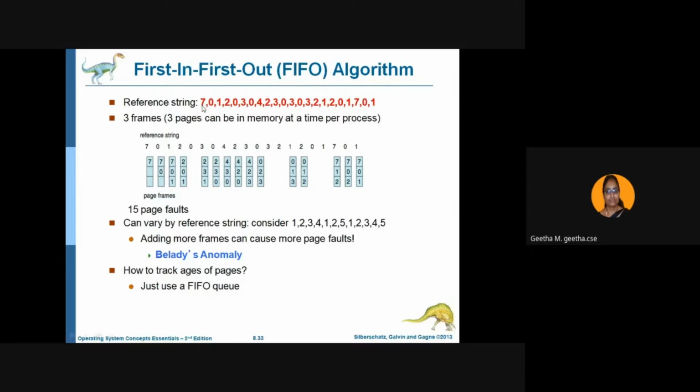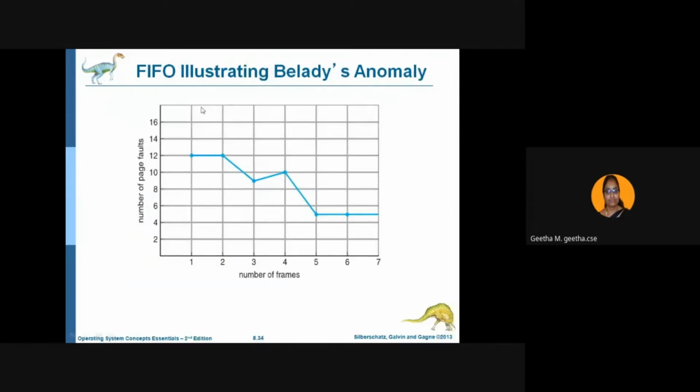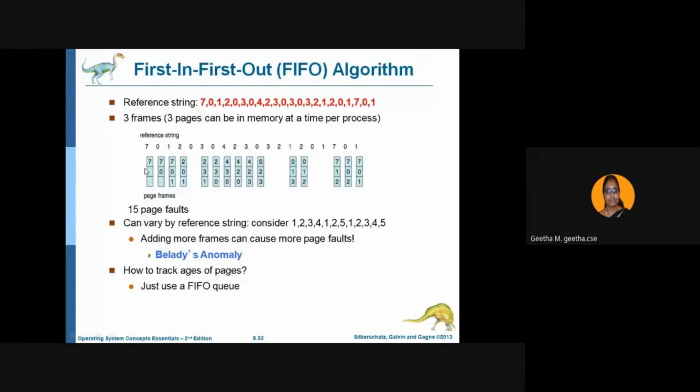So now the page number 7 is referred. In the frame there is no page, so at this point of time, a page fault will occur. Since page number 7 is not in the frame of the physical memory, a page fault will occur. So it is one page fault.